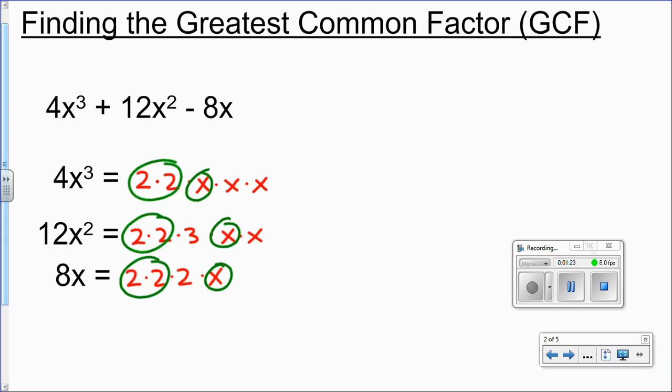So my greatest common factor would be 2 times 2 times x, which equals 4x. And that is what I will want to factor out from this trinomial. Okay, so let's look at some examples where we're going to do that. You will not have to write out the terms and find the greatest common factor like this if you already know how to do it.